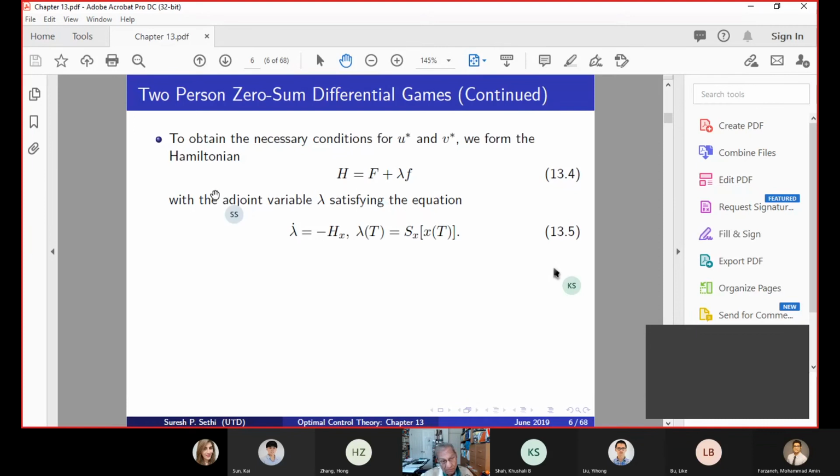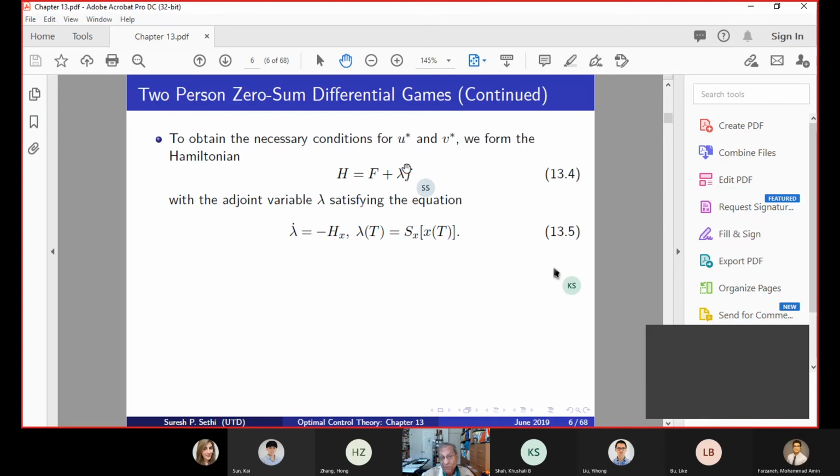So we do the Hamiltonian, and same thing, we do the Hamiltonian. And there's a lambda dot is minus Hx. That's the adjoint equation. Everybody has the same salvage value. One is positive, one is negative, of course, but lambda T is x of T. So we need only one lambda.